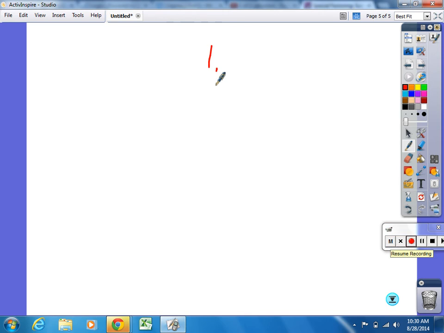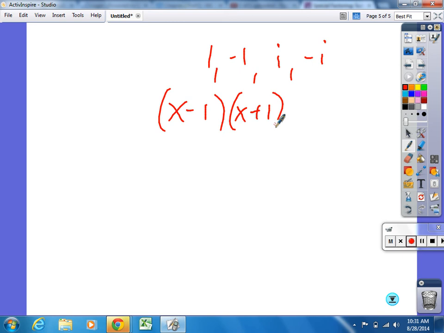So 1, negative 1, i, negative i, okay? Once again, did it have conjugate pairs for our zeros with the imaginary? It should have, right? i and negative i, those are conjugate pairs. Okay, so here's what this is. x minus 1, x plus 1, everybody there? Yes, no? x minus i, x plus i. Notice these are conjugate pairs. So when I FOIL them, don't they become a difference of squares?